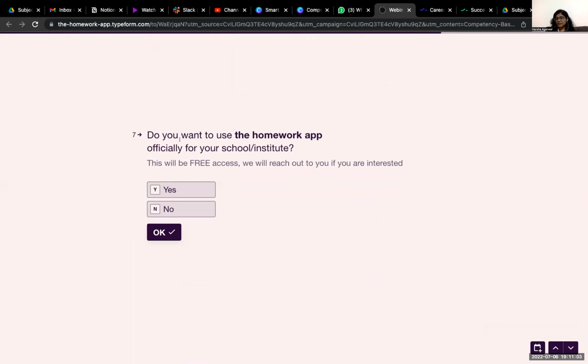Okay, and then it will ask you whether you want to use the homework app officially for your school or institute. Free of cost, so you can use it free of cost for your school as well. If you are interested, you click on yes, and the team will reach out to you.